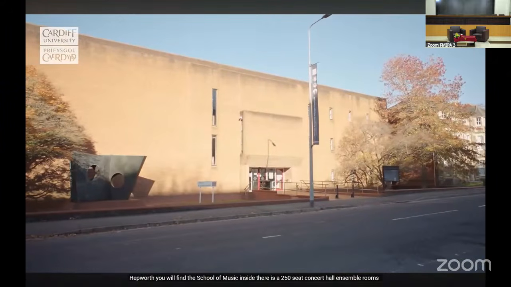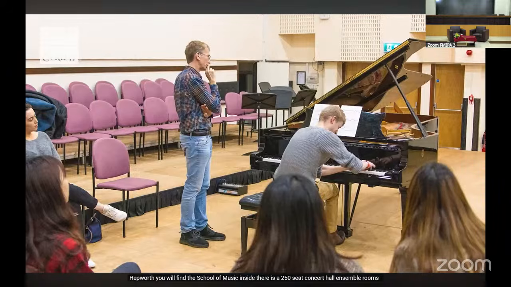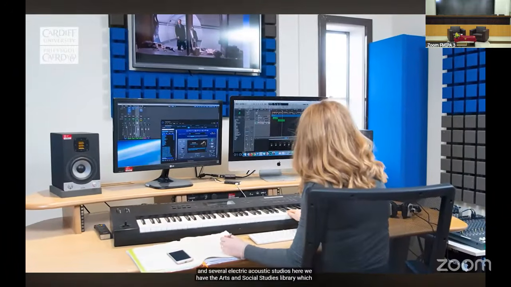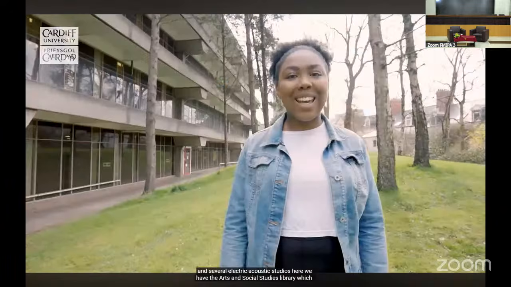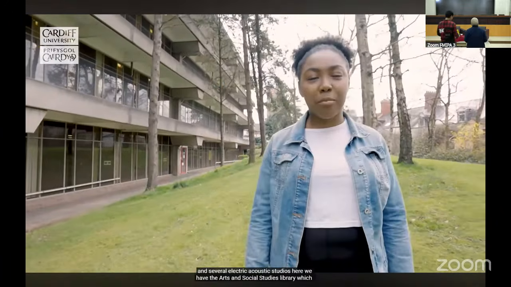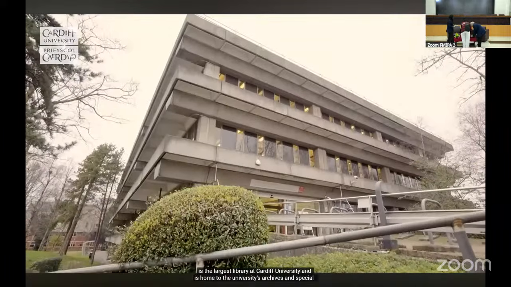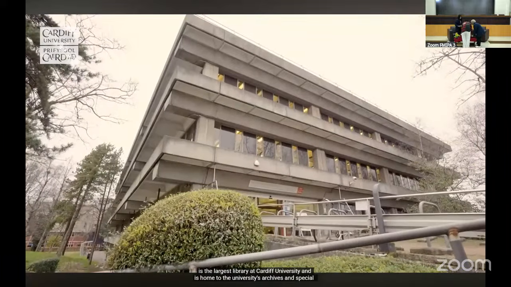Around the corner from the Redwood Building, behind this impressive sculpture by famed artist Dame Barbara Hepworth, you will find the School of Music. Inside, there is a 250-seat concert hall, ensemble rooms, and several electro-acoustic studios. Here, we have the Arts and Social Studies Library, which is the largest library at Cardiff University, and is home to the university's archives and special collections.